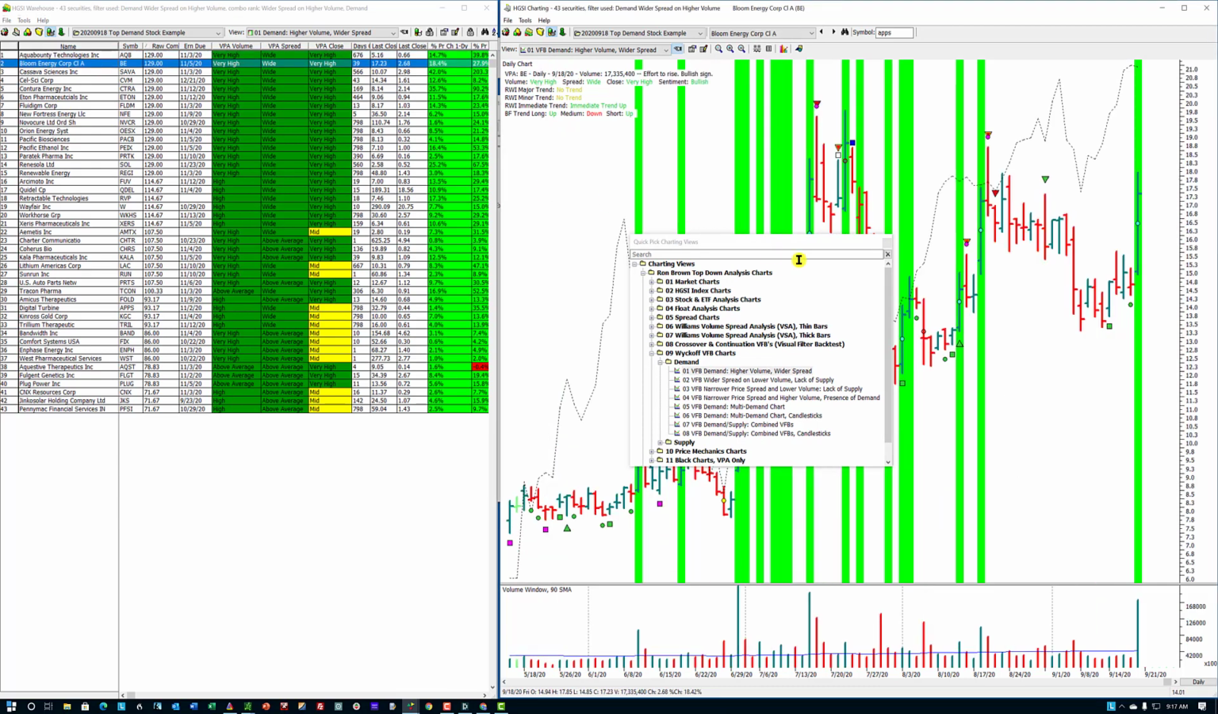Now let's look at Bloom Energy. This is the first signal in many days where it passed the demand signal. Look at that volume coming in. You can see that there have been a couple of VPA flags and a third one, an effort to rise. It closed a little bit off of its high, but well, the group is moving up. It looks like it rolled over a little bit. Now remember, the market was down yesterday.